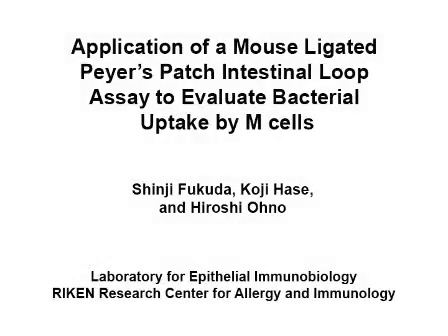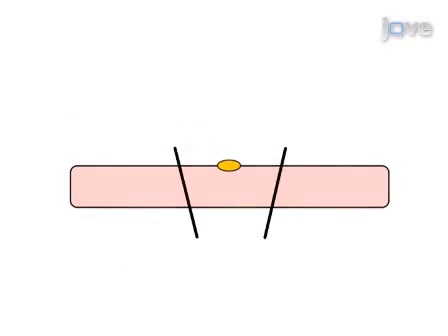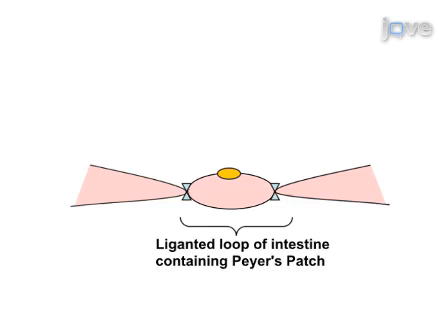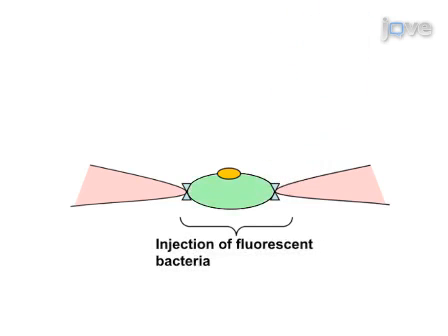The overall goal of this procedure is to examine bacterial uptake by M cells located within the intestinal mucosal immune system. The first step of this procedure is to expose and ligate the intestinal Peyer's patches of an anesthetized mouse. Fluorescent bacteria are then injected into the ligated area.